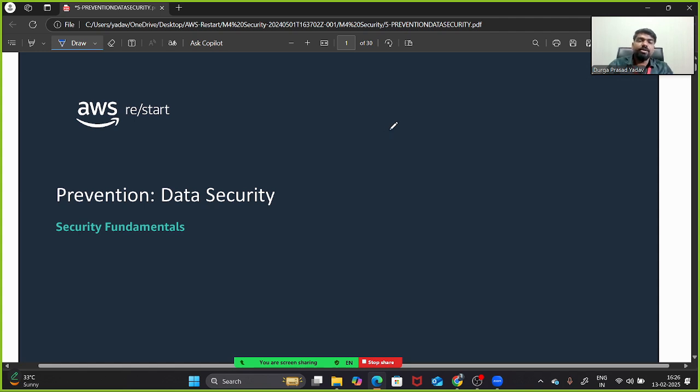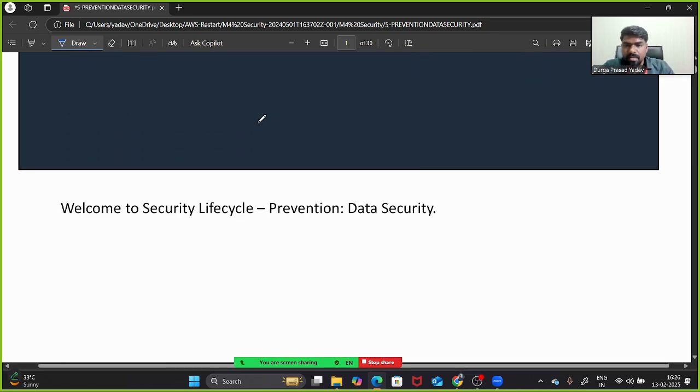See, there is something called managed and unmanaged. If it is managed, AWS will do it. If it is unmanaged, the user has to do it. And if it is serverless, it will be complete AWS responsibility. Okay, sir. Got it, sir.